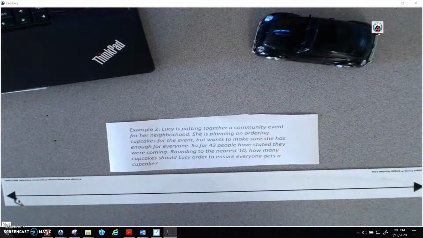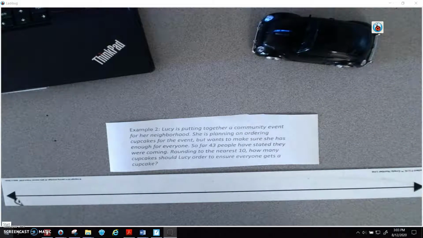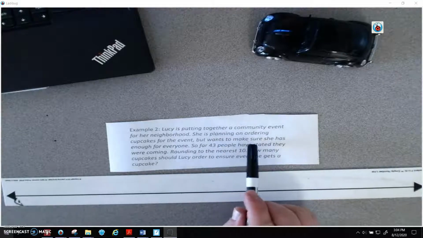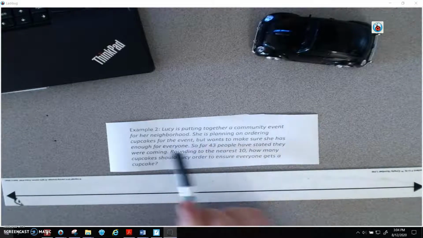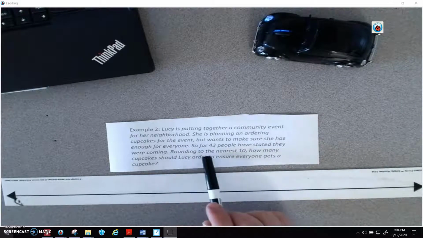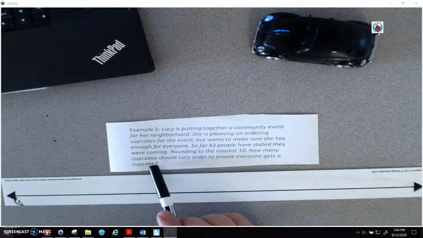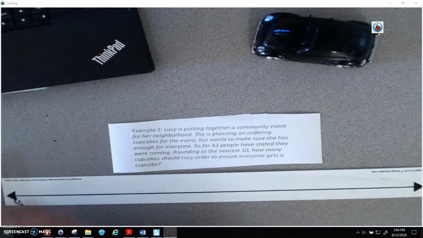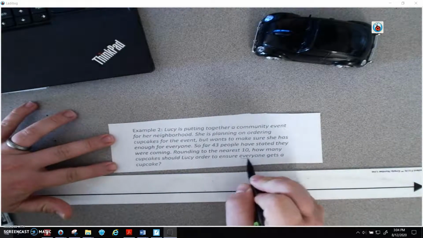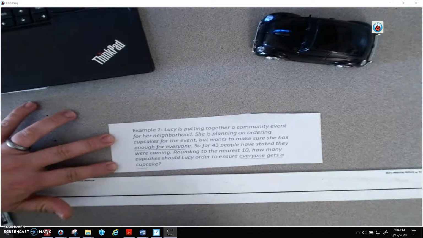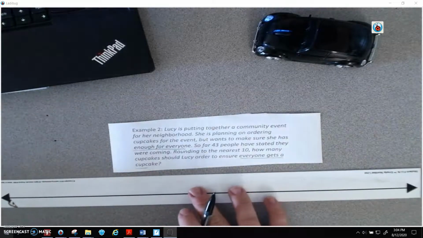Example 2 says, Lucy is putting together a community event for her neighborhood. She is planning on ordering cupcakes for the event, but wants to make sure she has enough for everyone. So far, 43 people have stated they were coming. Rounding to the nearest 10, how many cupcakes should Lucy order to ensure everyone gets a cupcake? Something that I saw repeated a couple times was everyone gets a cupcake. Enough for everyone. So when I get my answer, I need to make sure that I have enough for everyone.